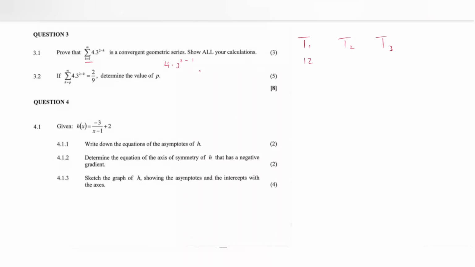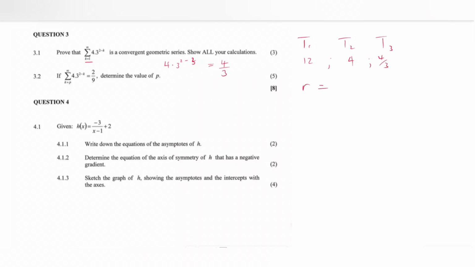Then the next one is going to be substitute with a 2. 2 minus 2, which is a 0. 4 times 3 power 0, which is a 1. So we're going to have a 4. Then the next one is going to be minus 3. That is going to be 2 minus 3 is minus 1. That will be equivalent to 4 over 3. That's our third term.